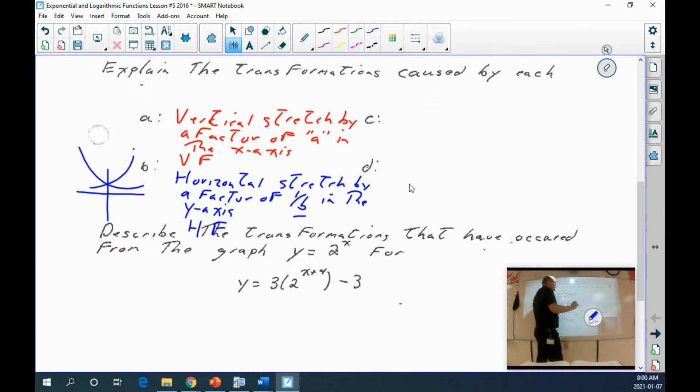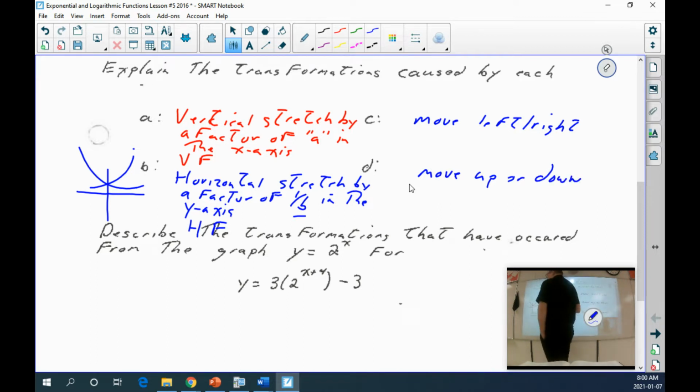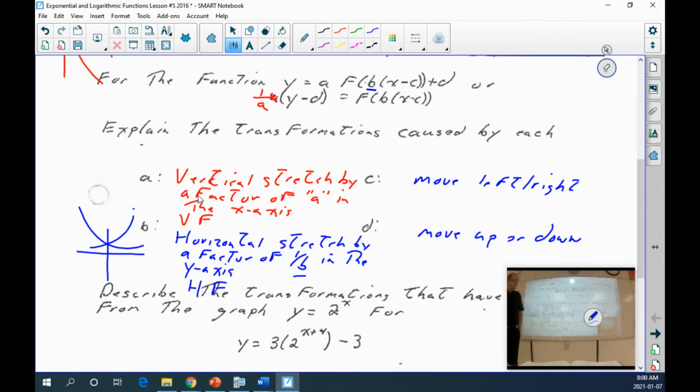C is a move left or right. And D is a move up or down. Okay. And again, just like before, we need to have it written in a form where you have your horizontal stuff written in a factor and your vertical stuff written in a factor also for this to work perfectly.